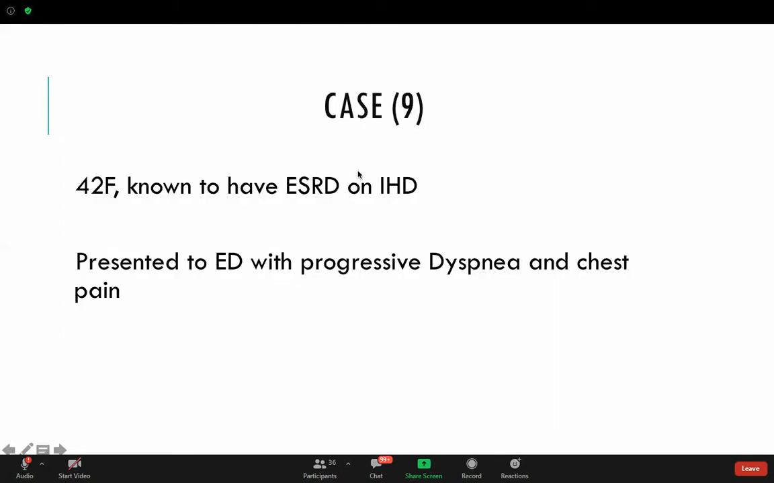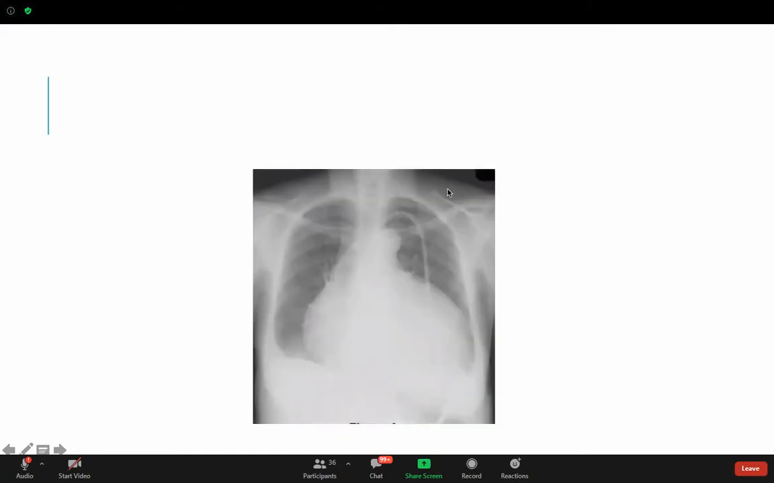Good. Okay. Next, a 42-year-old female known to have end-stage renal disease. She's on hemodialysis, IHD, intermittent hemodialysis. She presented to the emergency with progressive dyspnea and chest pain. Okay? So this is her chest X-ray. What do you guys see?